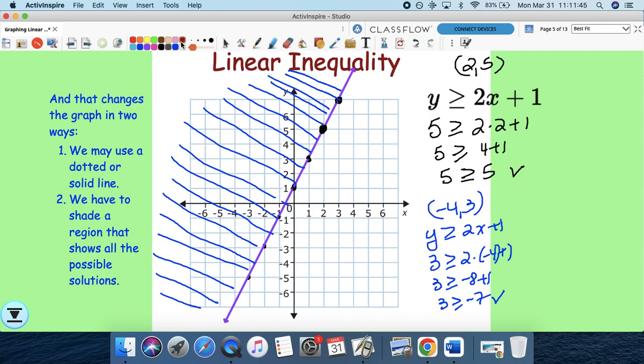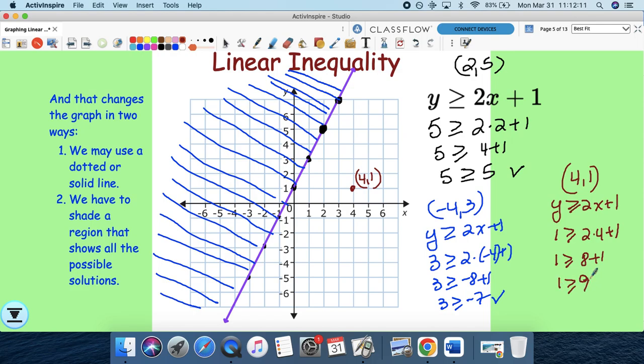Well, let's pick a point that's below the line. Let's pick this one right here. That point is 4, 1. It's below the line. We're going to try it. 4, 1. y is greater than 2x plus 1. Let's replace the values. y is 1, and 2 times 4 plus 1. 1 is greater than 2 times 4, which is 8, plus 1. And you can see already that that is not true. 1 is not greater than or equal to 9. The point 4, 1 failed to make this inequality true, so that is not part of the solution.